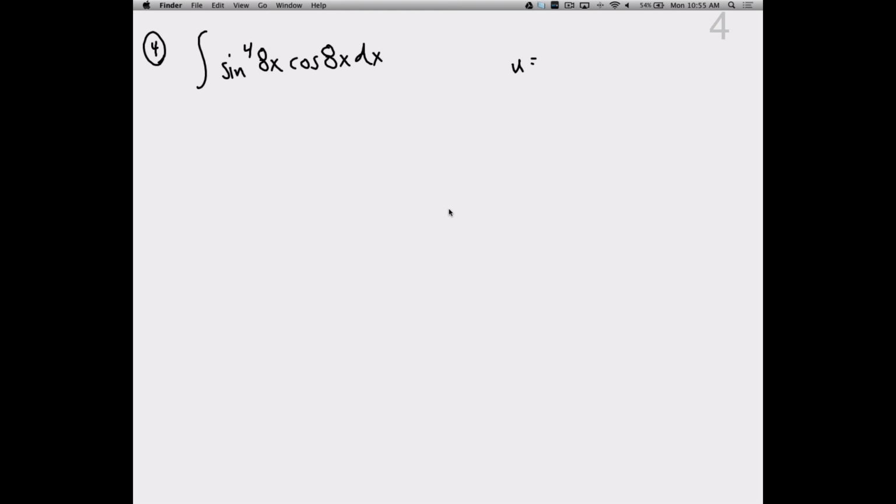Okay, here we go. How do we know it's a u du problem? Well, it's because I've got chain rule and product rule all wrapped up into one. Okay, this will be fun for all of us. Matt, what do you want to choose for u? Sine of 8x.